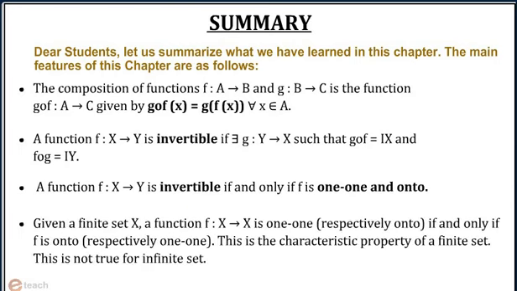Given a finite set X, a function f defined from X to X is one-one, respectively onto, if and only if f is onto, respectively one-one. This is the characteristic property of a finite set. This is not true for an infinite set.